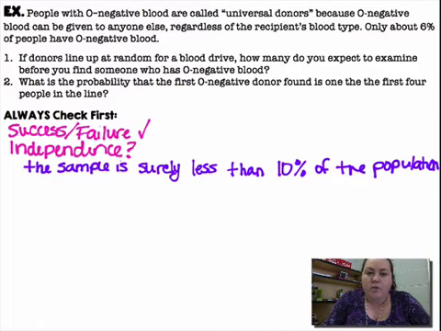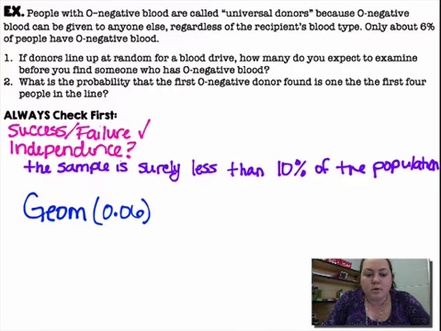And you also want to make sure that your probability is constant. So my probability is 6%, and that is constant. So this is a geometric distribution with a constant probability of 6%.